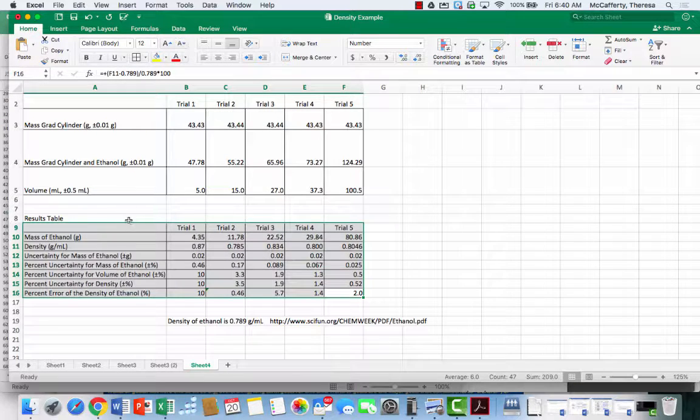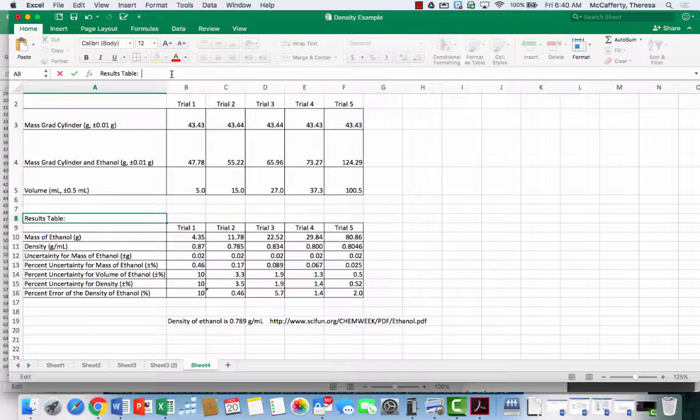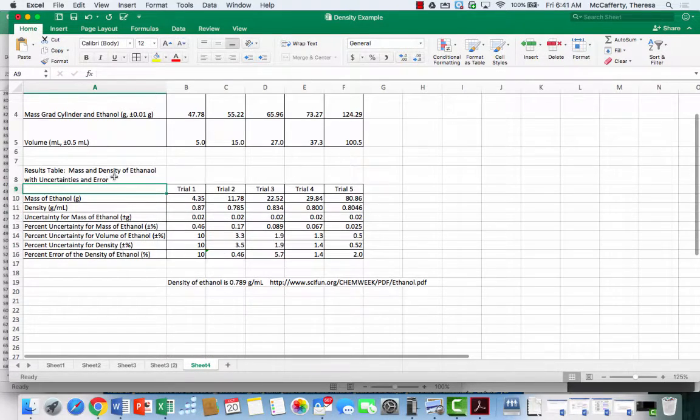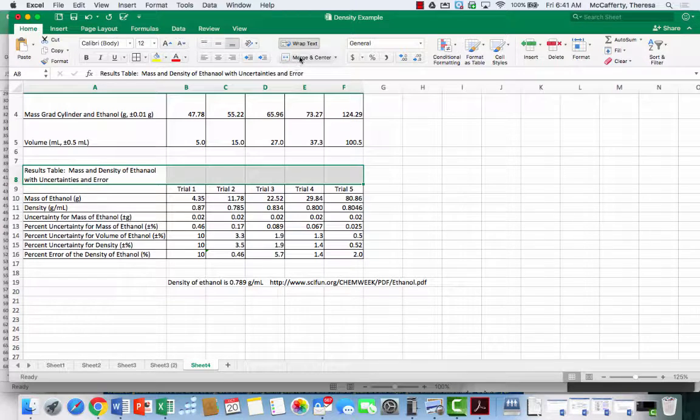Make them all borders. Let's put a title on this. Let's do mass and density of ethanol with uncertainties and error. I don't know why that moved. Okay, and then merge and center.